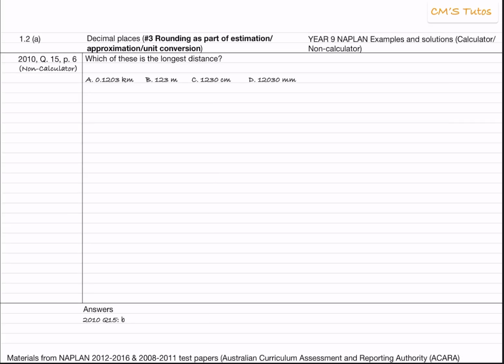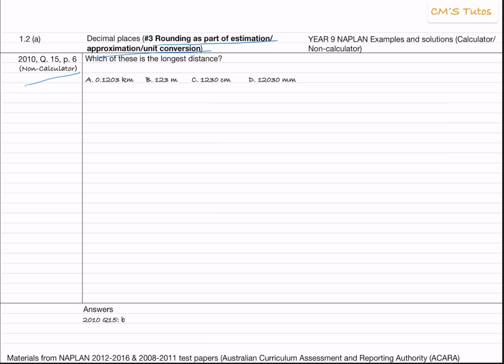Let's have a look at our third question type. This is about rounding as part of estimation, approximation, or unit conversion. This is a non-calculated question. I could only find just one question. Which of these is the longest distance? This question was in 2010, question 15 on page 6. So we need to find which of these is the longest distance.